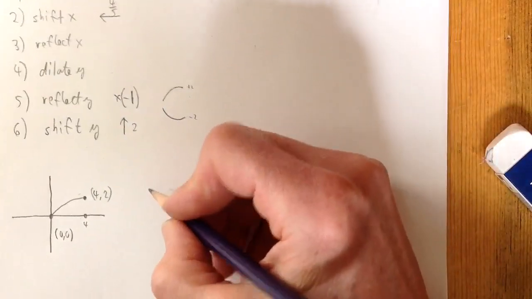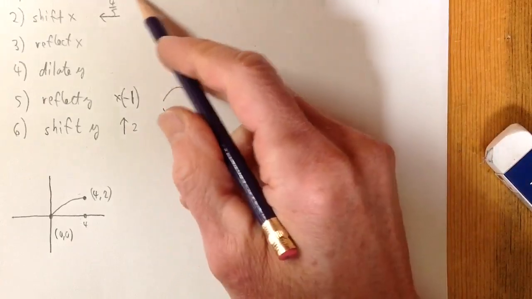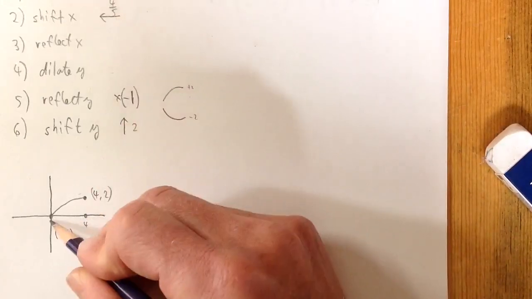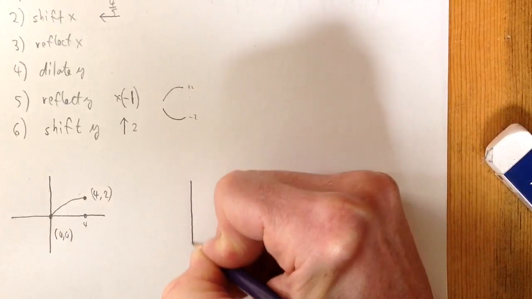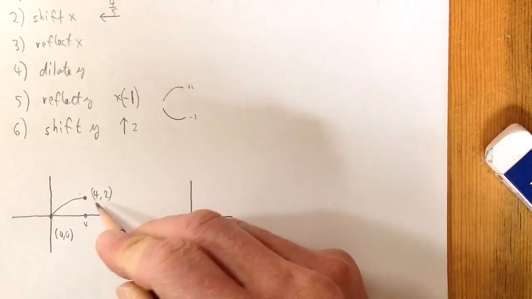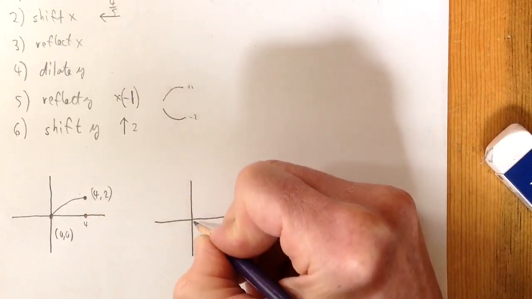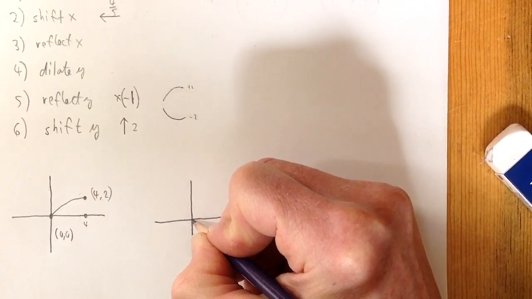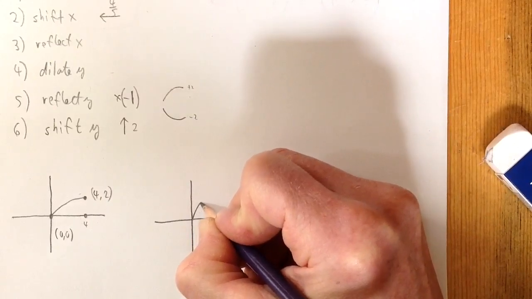So let's do that. What the heck? So multiply by, compress the x by 1/5. 0 stays in the same place. So the next one, 4/2 becomes 4/5 2. So that's going to be really short. It's going to go like this.